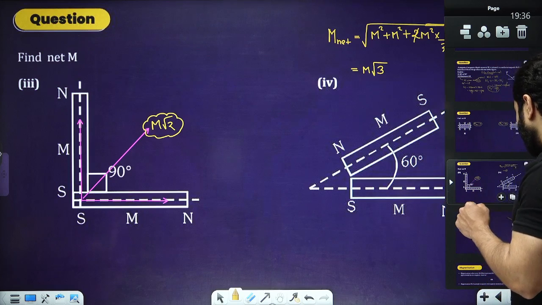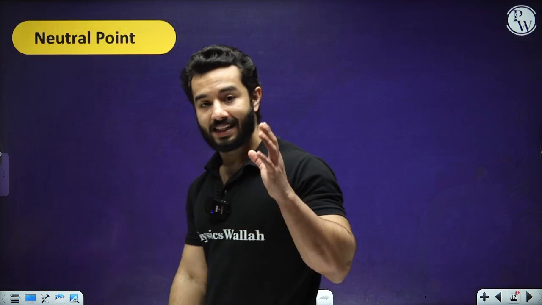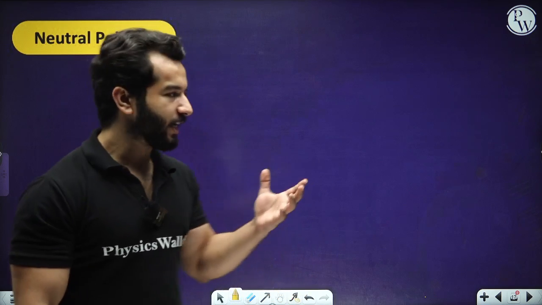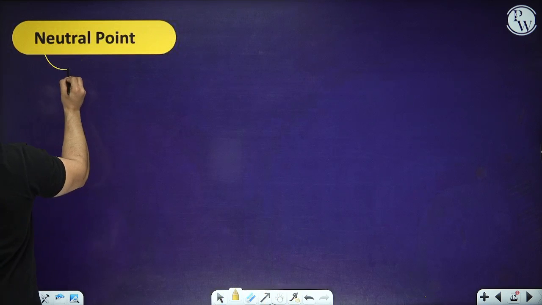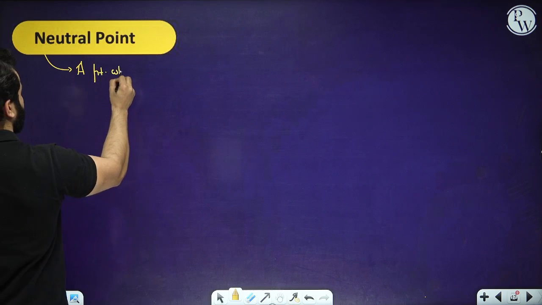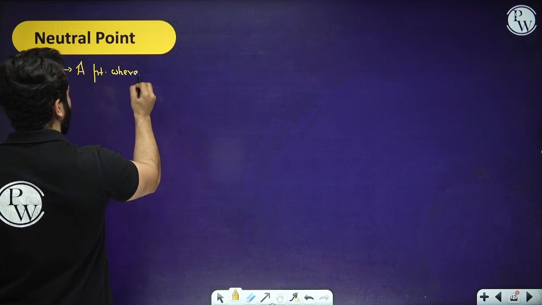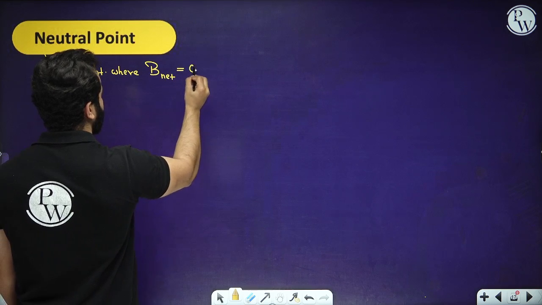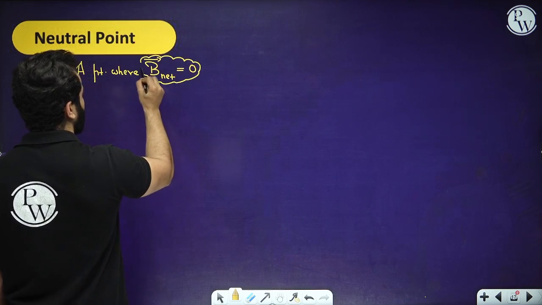Now, after this, we are going to talk about a certain point which we have also discussed in electric charges and fields. That was the neutral point for electric field. Here the neutral point would mean a point where net magnetic field will be 0. Where net magnetic field will be 0. That is what is called a neutral point, right?